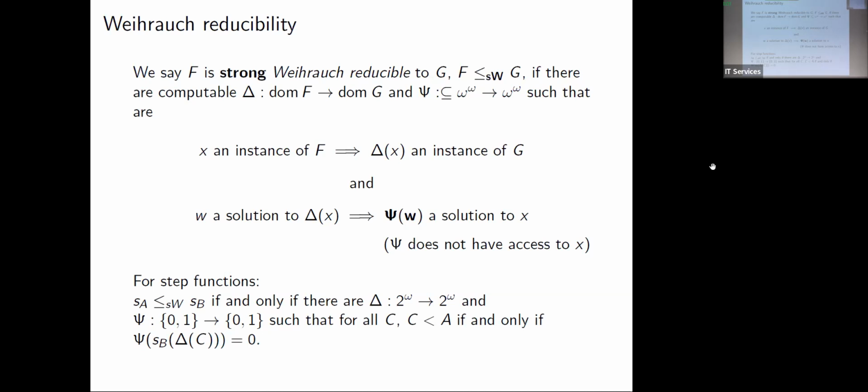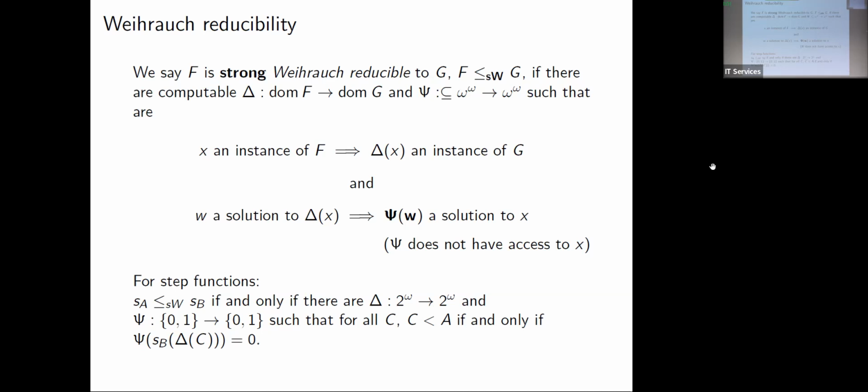But then I have this psi that allows me to flip the answer, right? So maybe I could take things less than A and make them greater than B. Maybe I could take things greater than A and make them less than B, and then switch the answer at the end. Strong Weihrauch reducibility still lets you do that. And then this M reducibility, which was the even stronger one, says no, psi can't do any flipping. Psi just has to be the identity.